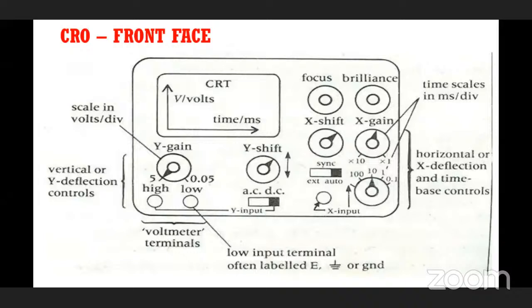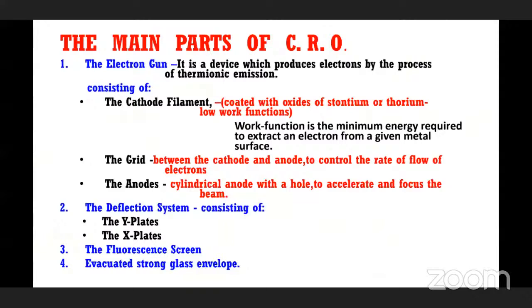Normally the cathode ray oscilloscope comprises some major parts. The main parts of the CRO are the electron gun, the deflection system, the fluorescence screen, and the evacuated strong glass envelope.